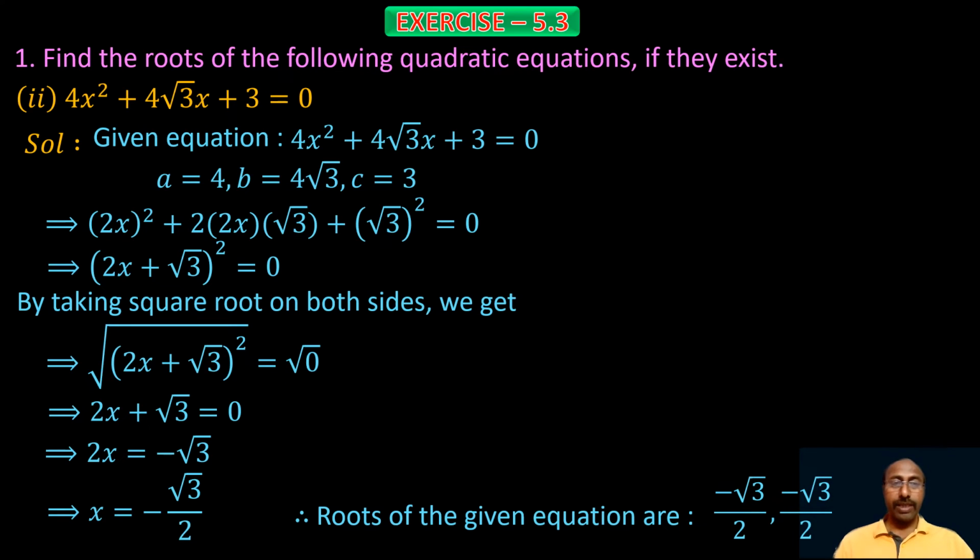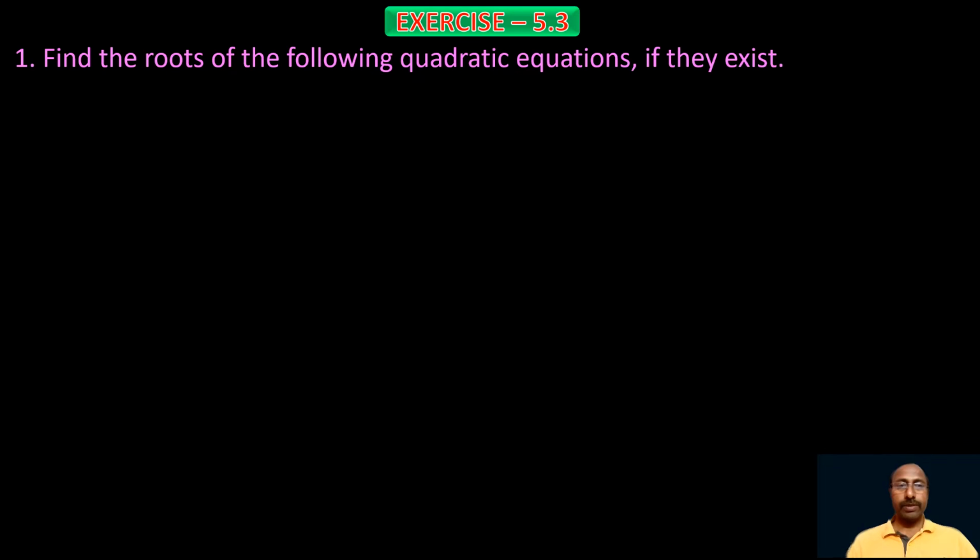Okay students, so in some cases we need not multiply with any term and need not add any term on both sides. Directly we get the complete square. So take the fourth one. Let us take the third one.